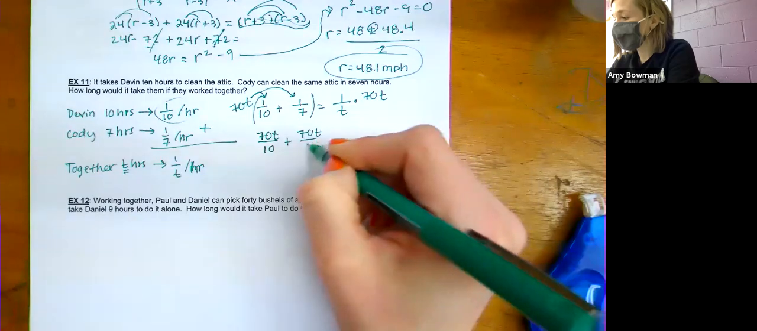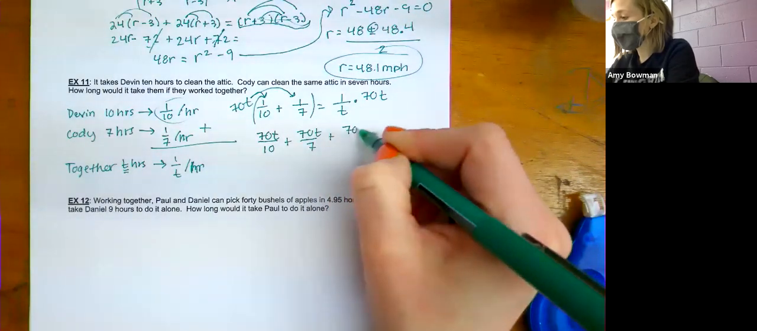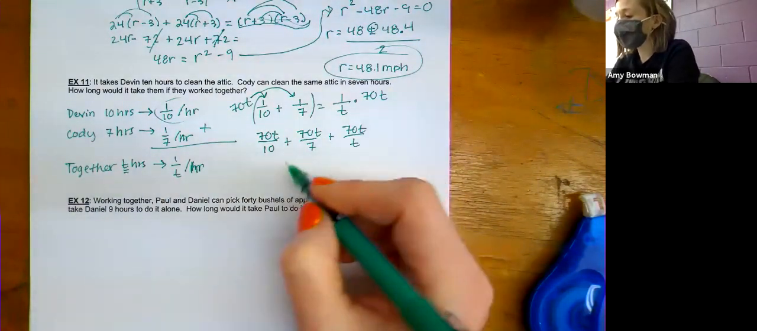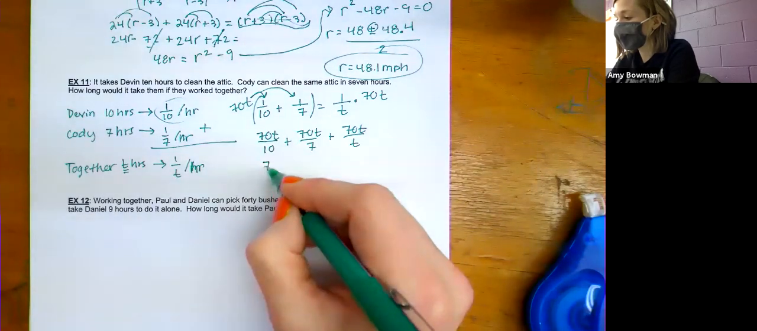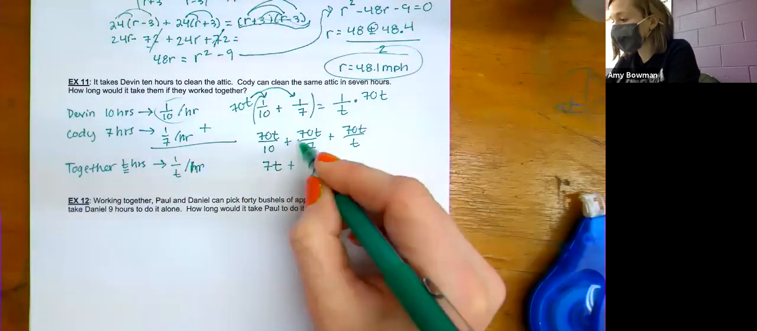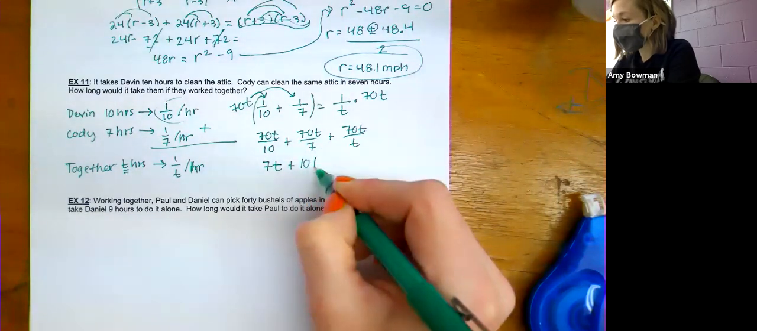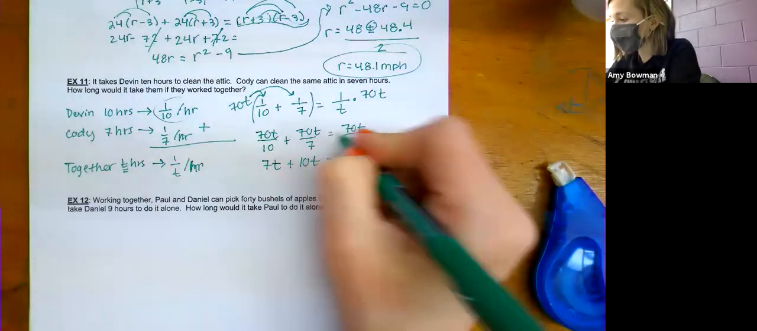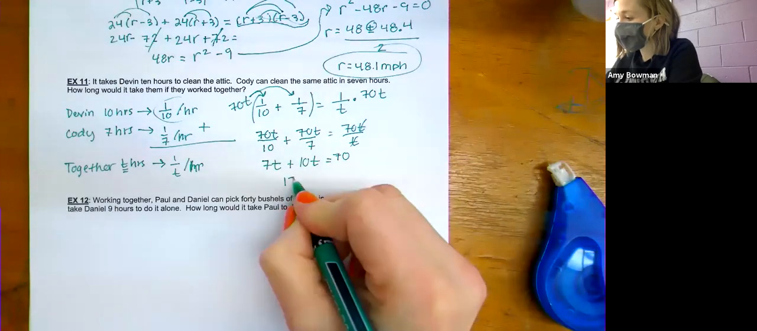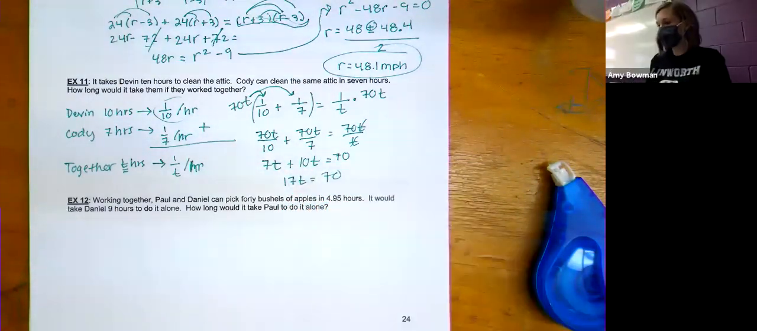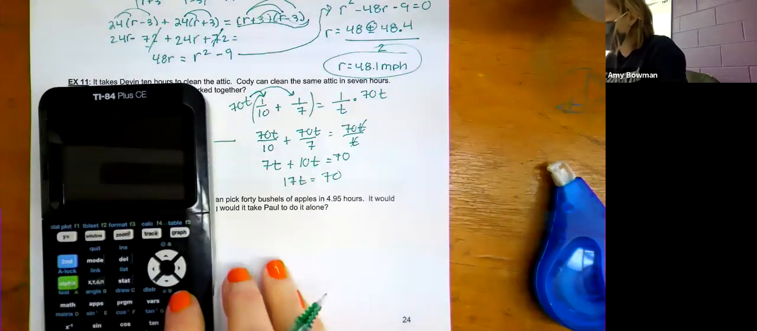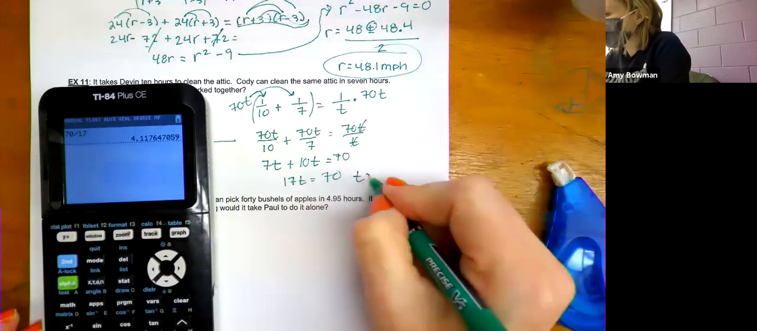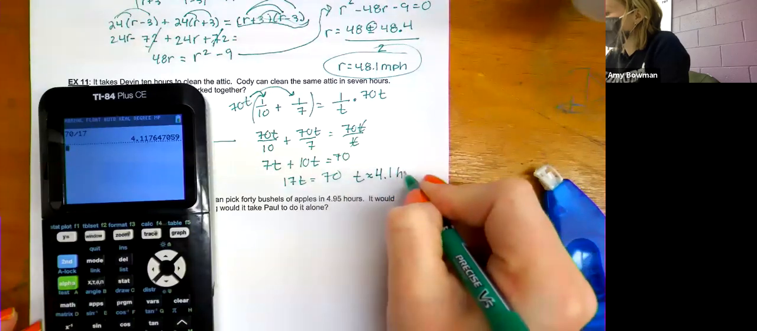70t over 7 plus 70t over t. So I've multiplied everything by 70t, and now I'm going to simplify. 70 over 10, 7t, 70 over 7, 10t. And then on the right-hand side, the t's cancel. So 17t equals 70, and then divide 70 by 17. You get about 4.1 hours when they work together.